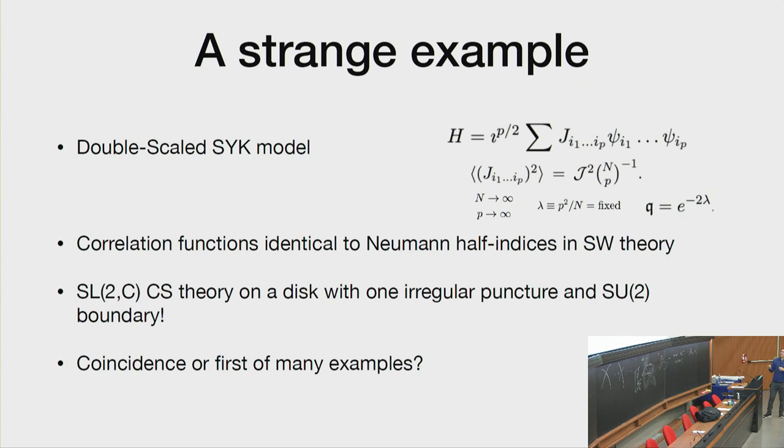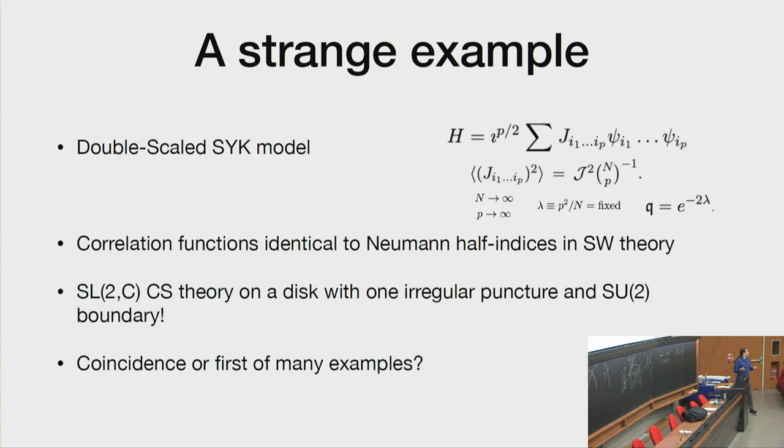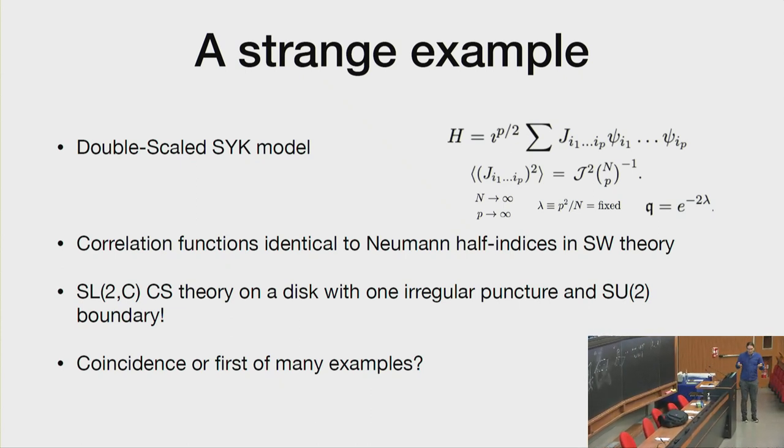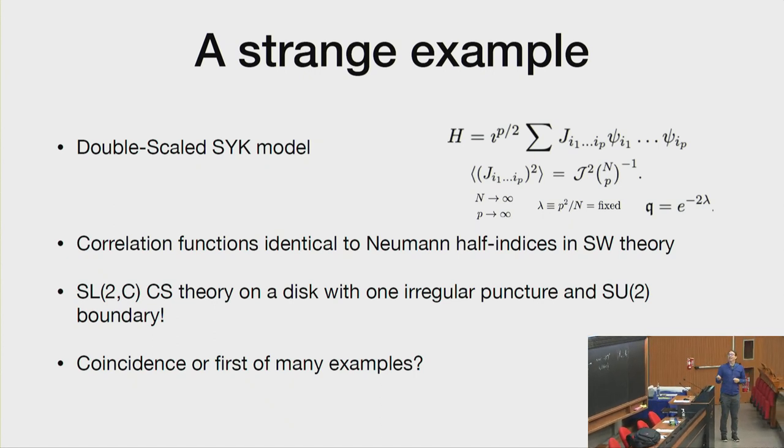And there is a certain double scaling limit that gives you this thing called the double scaled SYK model, which is a bit simpler. It depends on this parameter Q. Now, if you just open a paper on the double scaled SYK model and look at the formula in there, and you have seen some half indices, you will immediately see that these are half indices. So a lot of correlation functions look like half indices in Chern-Simons theory with Neumann boundary conditions. And so, well, it's almost immediate to say, okay, this is complex Chern-Simons theory. You need to dig a bit harder to find which surface is involved in the process. And it looks like complex Chern-Simons theory on a disk with one irregular puncture and this kind of SU2 boundary.